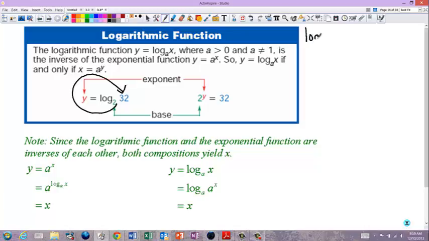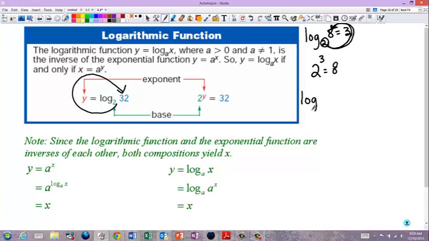Examples. I'm just going to do 3 or 4. If I had log base 2 of 8 equals 3, I start with my 2. I whoosh around like a whip. And I start with my base. My base is 2. What do I pass through next? Well, I hit the 3 equals all the way back to the 8.